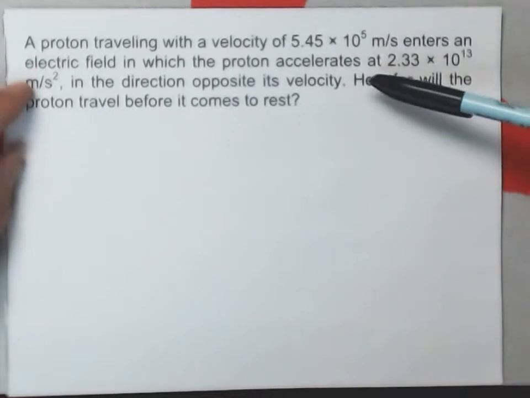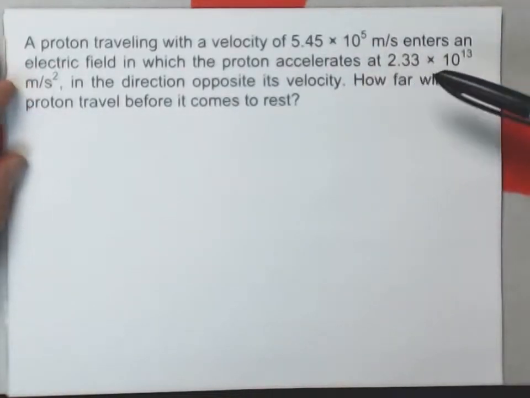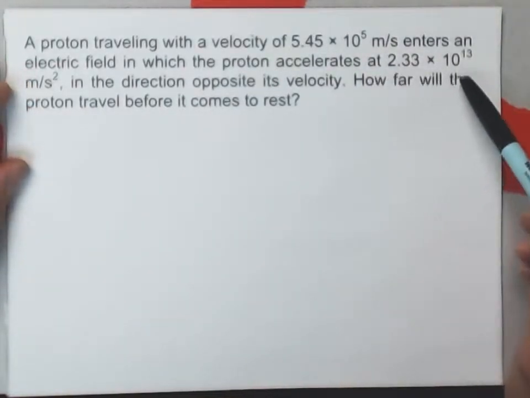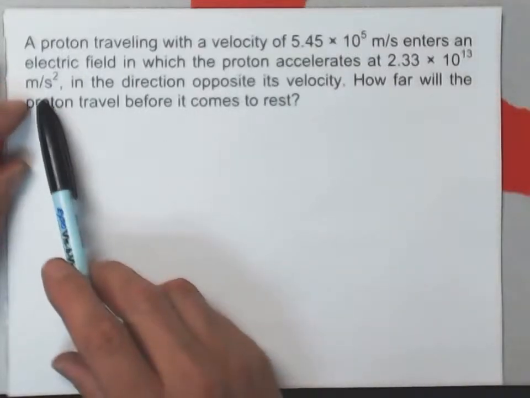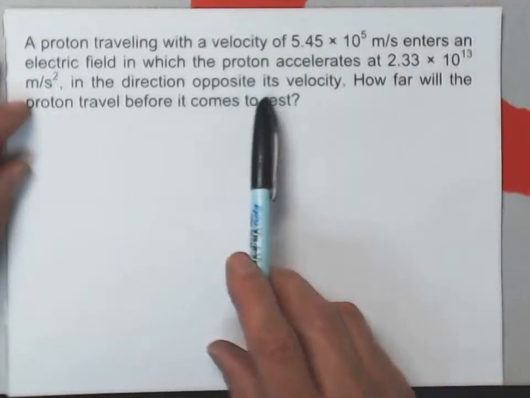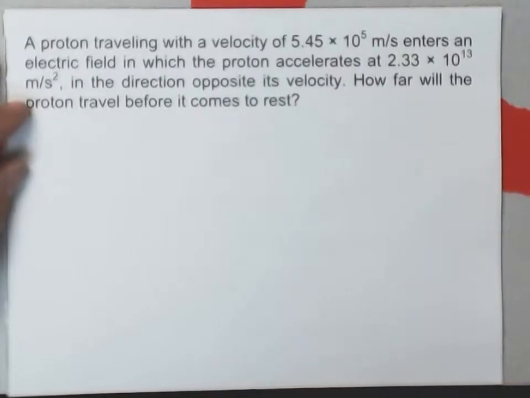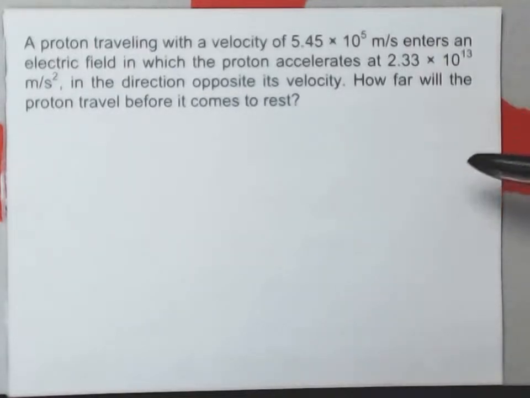It enters an electric field in which the proton accelerates at 2.33 times 10 to the 13th meters per second squared in the direction opposite its velocity. It's slowing down. Also, that acceleration is not unheard of and not that difficult to achieve with something like a proton. And the question is, how far will the proton travel before it comes to rest?